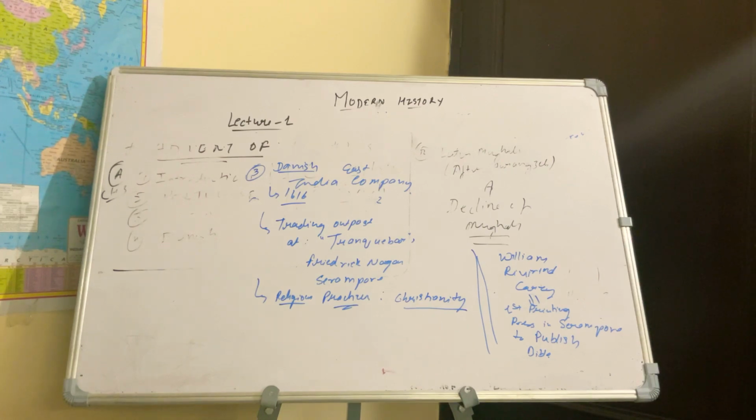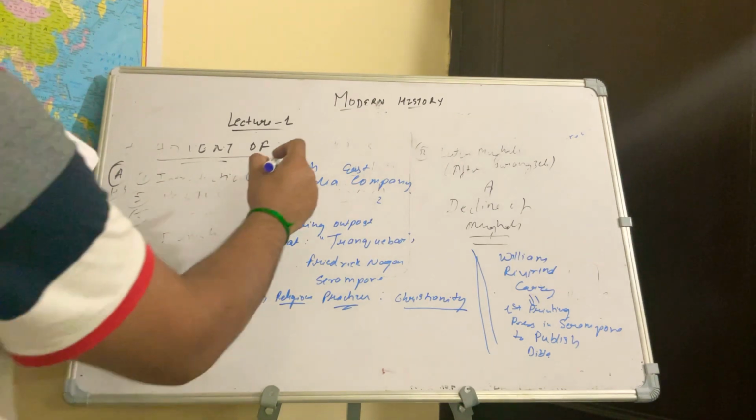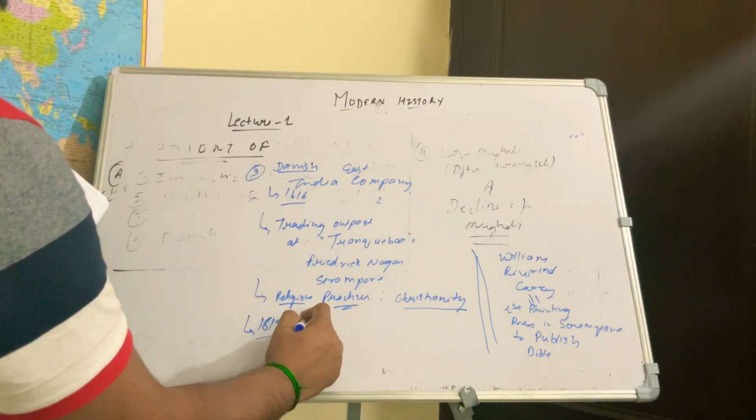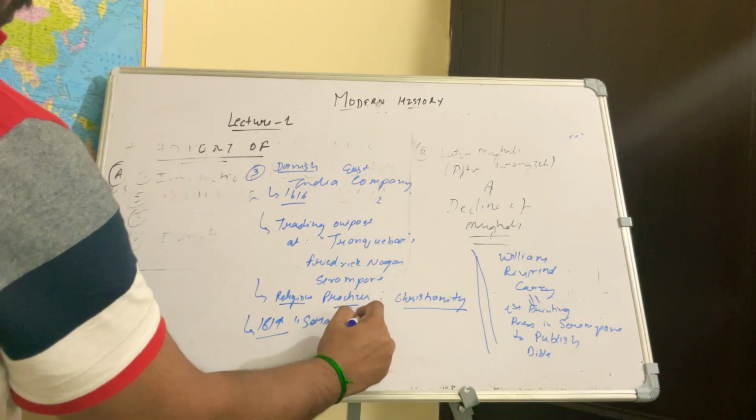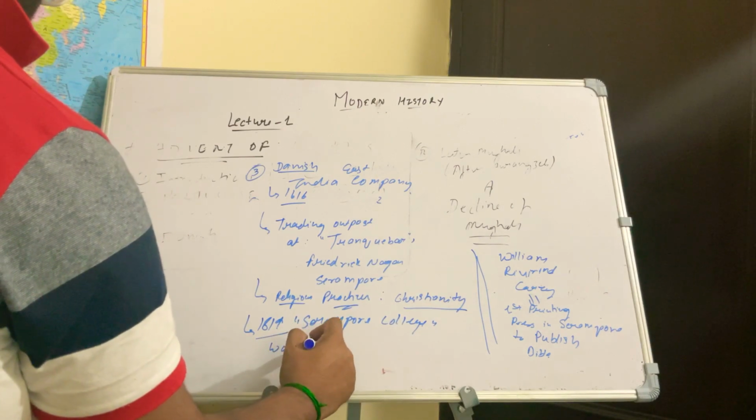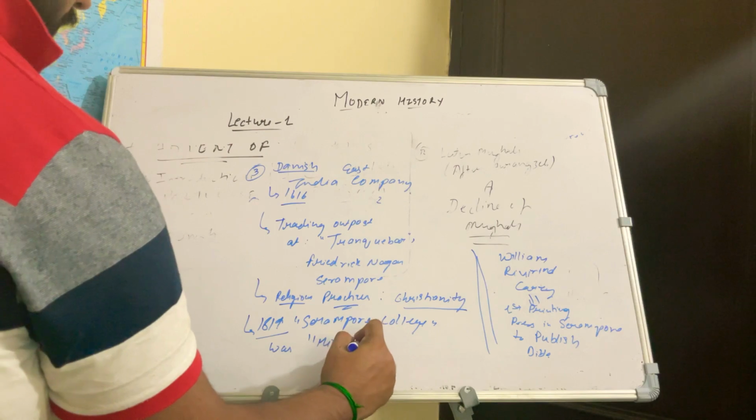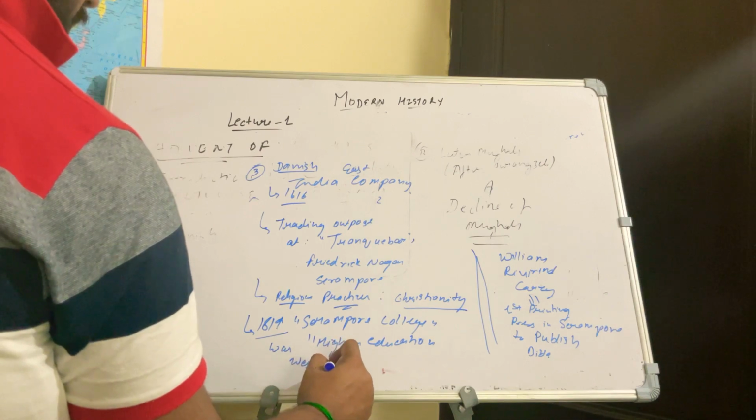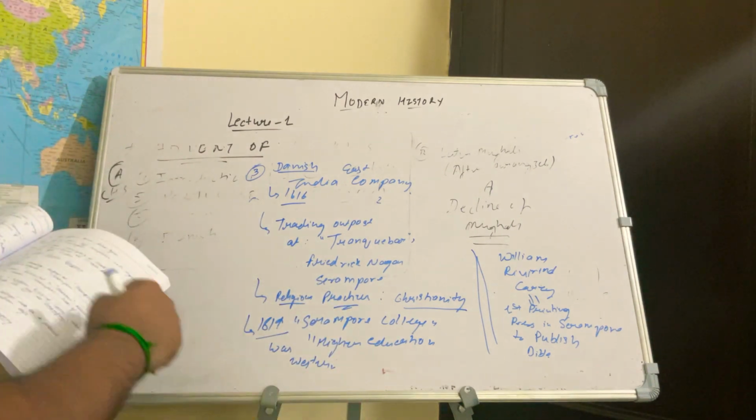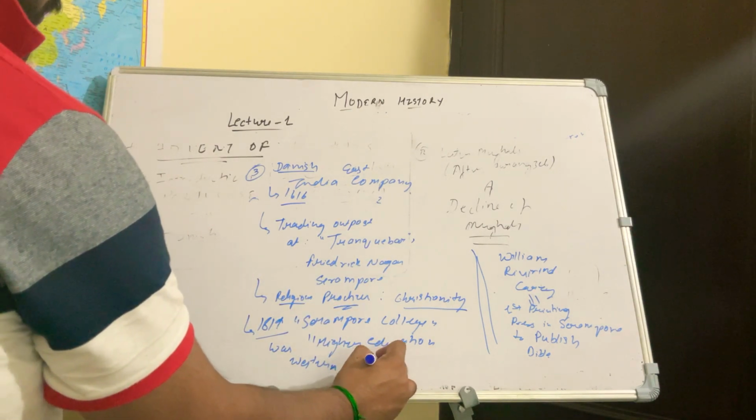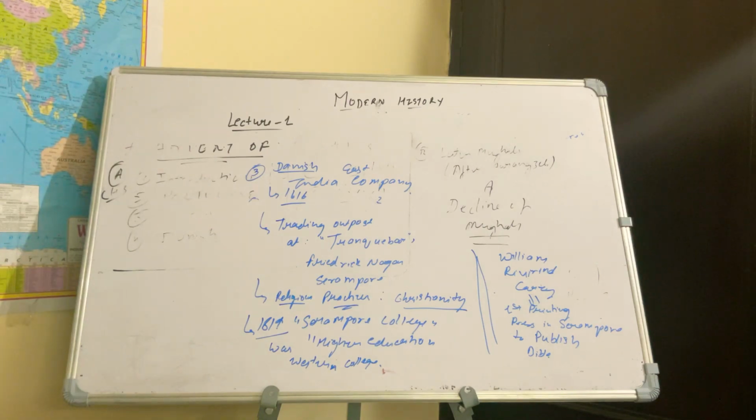Fifth point, in 1819 Sirampur College was established to provide higher education in Western style. So here I am writing in 1819 Sirampur College was established to provide higher education in Western style. I am just writing the crux. You can repeat the video and watch or listen what I am saying. Okay, I hope you are able to understand.